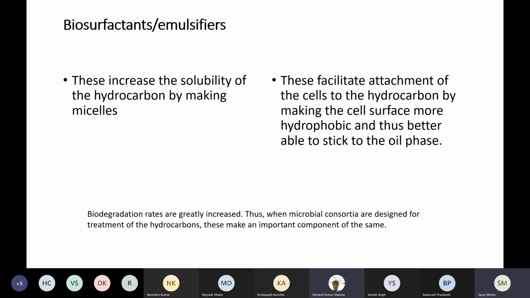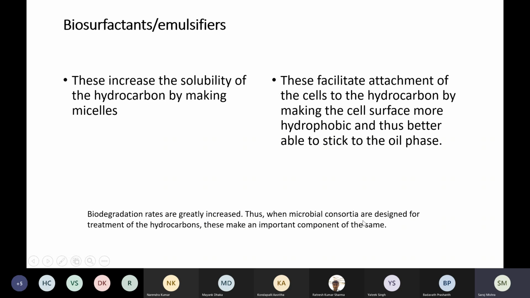To the hydrophilic part, the cells will get attached, and to the hydrophobic part, the hydrocarbons are going to get attached. So in essence, they increase the solubility of the hydrocarbon. And as I said, they facilitate attachment of the cells to the hydrocarbon by making the cell surface more hydrophobic, and therefore they are better able to stick to the oil phase.